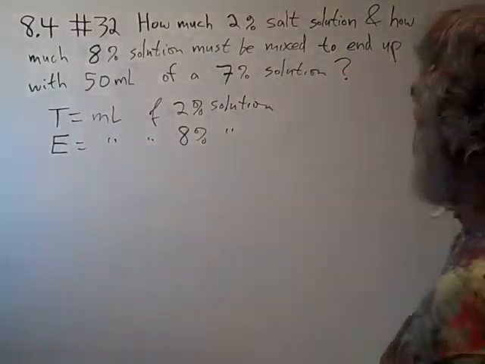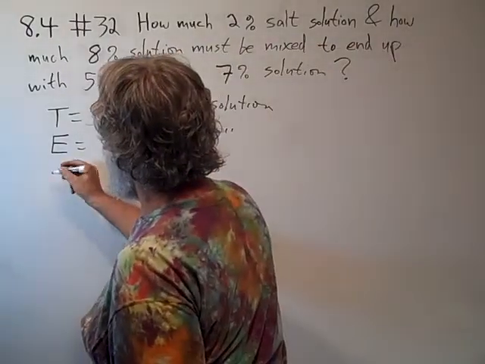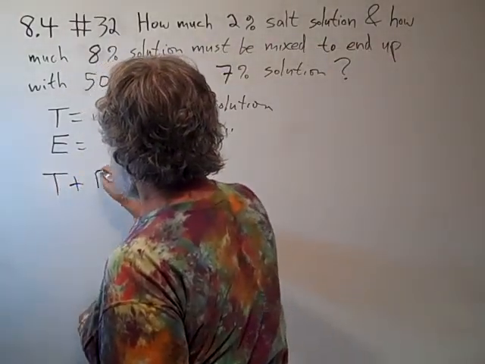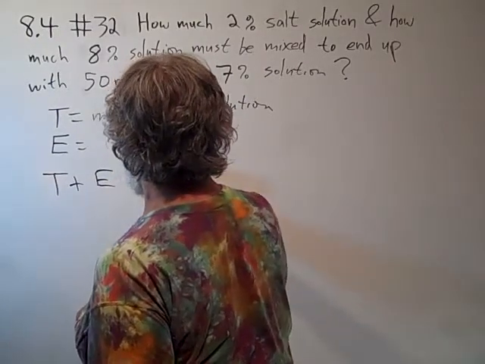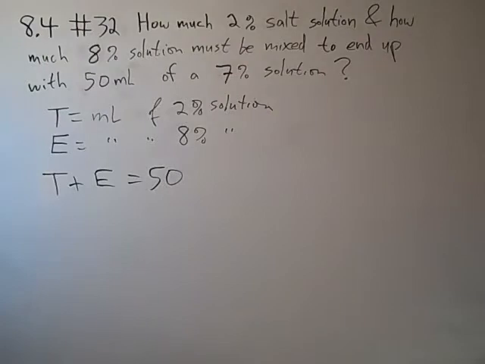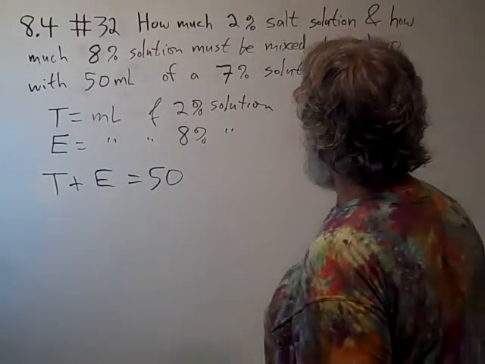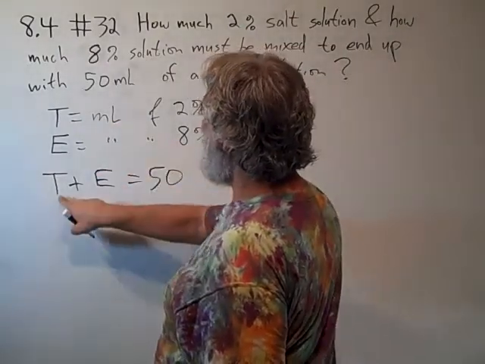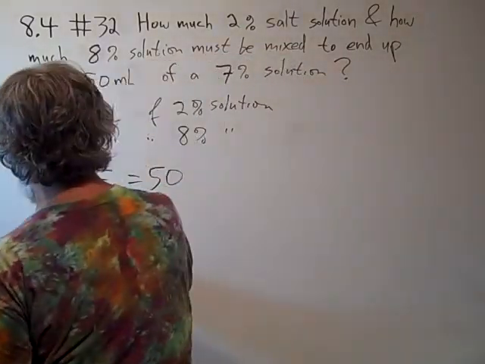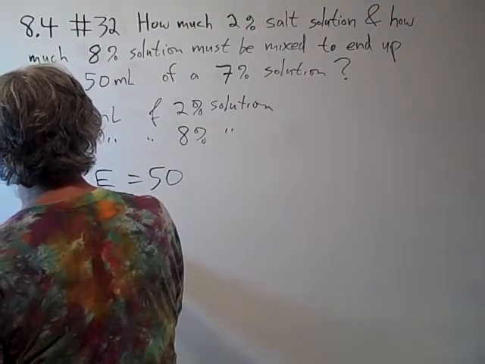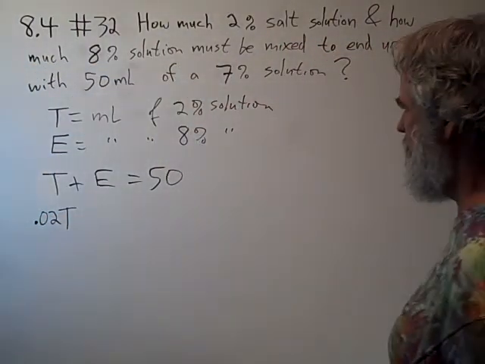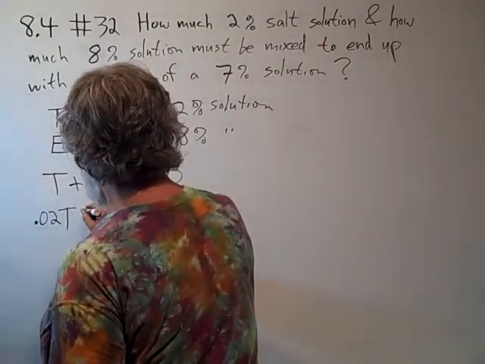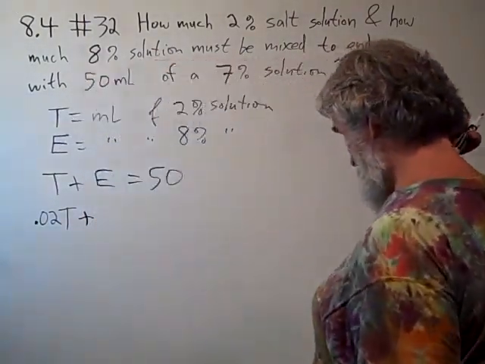Now, since we want to end up with 50 milliliters, we must have that T plus E adds up to 50 milliliters. Now let's see how much salt is in there. The T milliliters is 2% salt, so 0.02 times T is how much salt there is in the T milliliters.